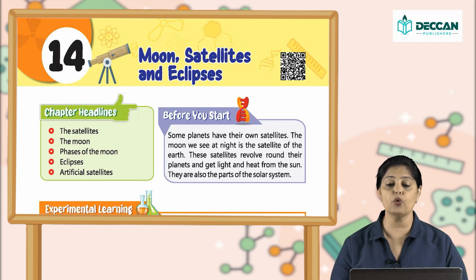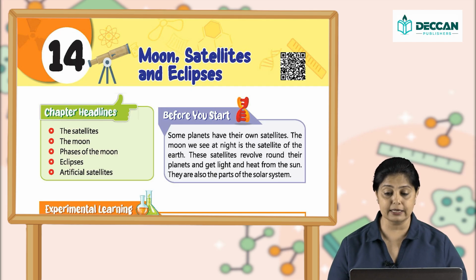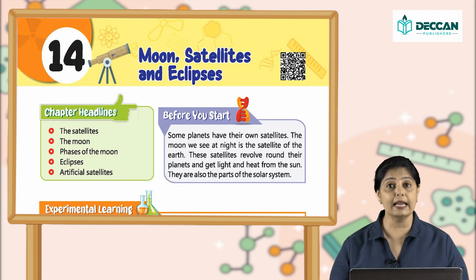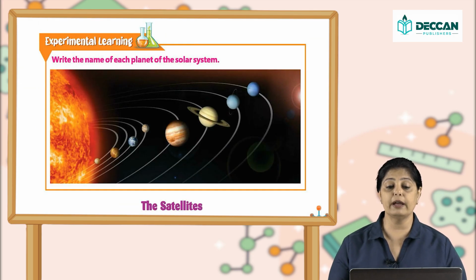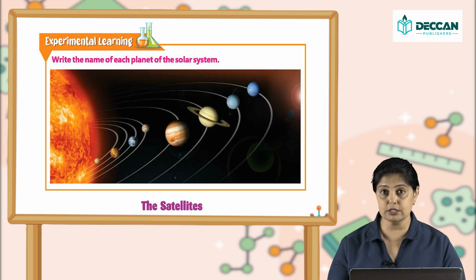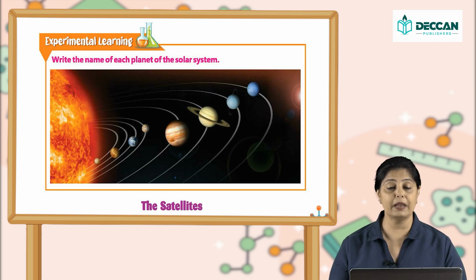Before we start, we know that certain planets have their own satellites. The moon that we see at night is the satellite of the earth. These satellites revolve around the planets, and they get light and heat from the sun. So they are also a very important part of the solar system. For experiential learning, write the names of each planet of the solar system. Think about it and write them in order of distance from the sun.